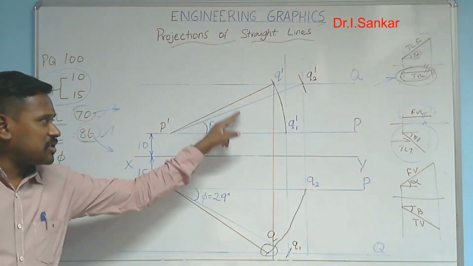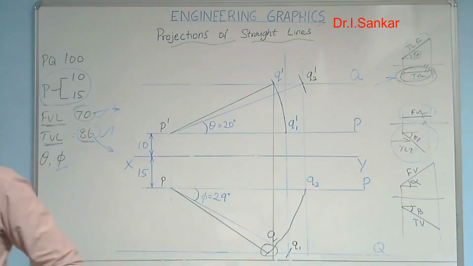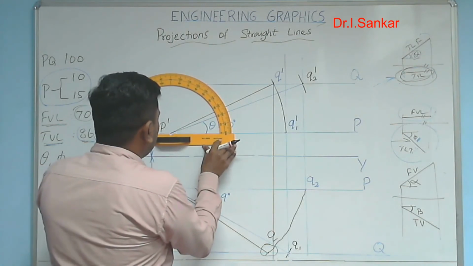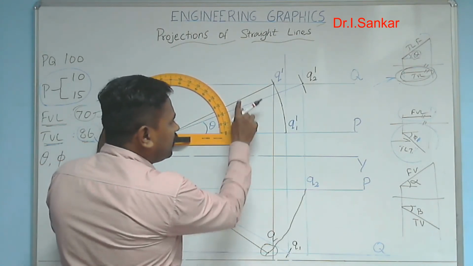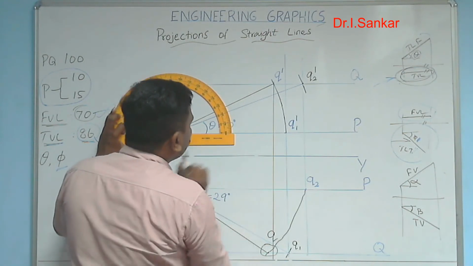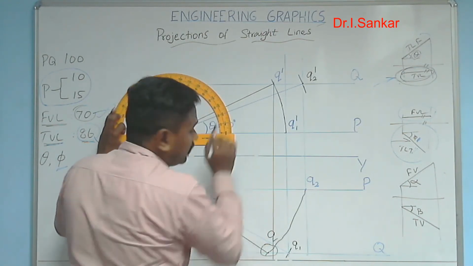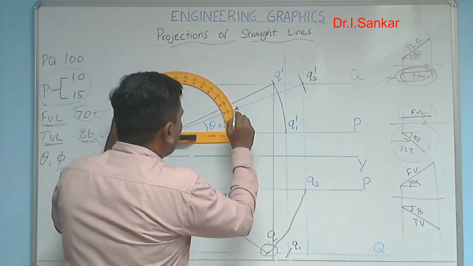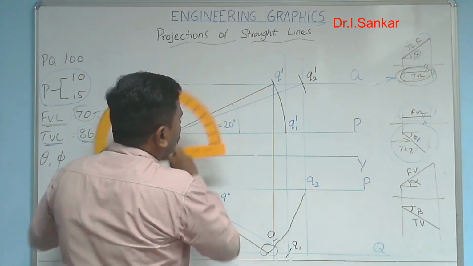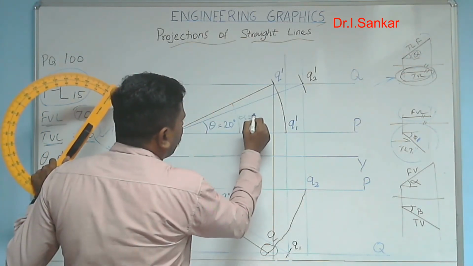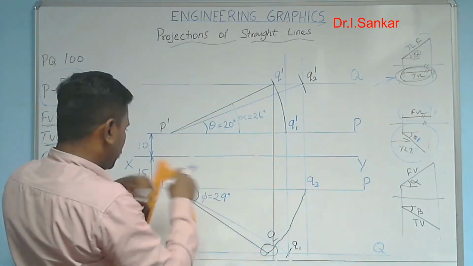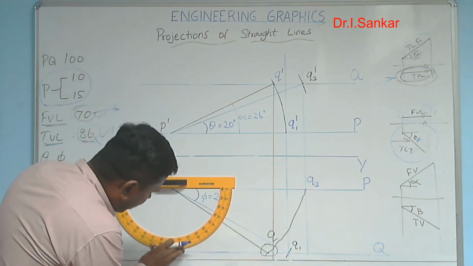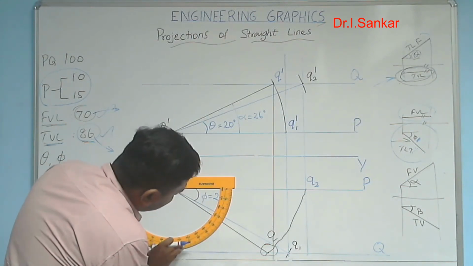And you can now measure the angles alpha and beta also. The angle alpha is nothing but the angle between the front view and the XY line. Here it is 26 degrees for me. And beta, the angle between the top view and the XY line. For me here it is 33 degrees.